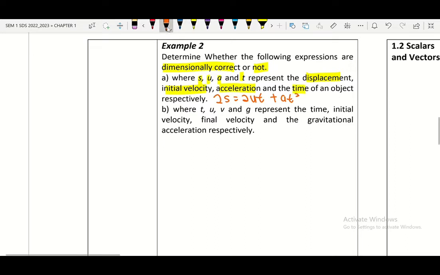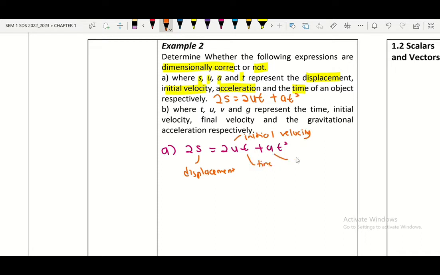Okay, let's do A together. 2S equals 2UT plus AT squared, where we already know S is displacement, U is initial velocity, A is acceleration and T is time. So now we want to check whether it is dimensionally correct or not. So when we want to check, we must first find its dimension.